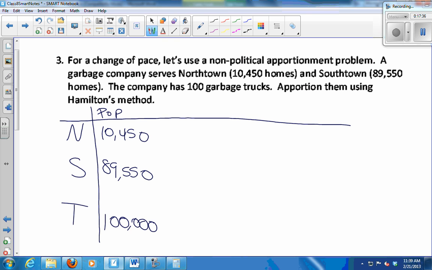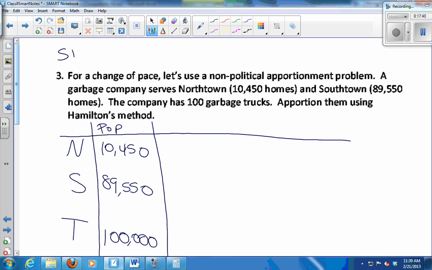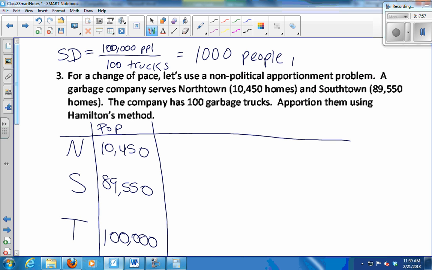So before I can start filling out the rest of the chart, remember you need a standard divisor. Okay, so my standard divisor we get by taking the total number of people and dividing by the number of trucks. 100,000 people divided by 100 trucks is 1,000 people per truck. So every 1,000 people in a town, we send one of our dump trucks there. Okay.